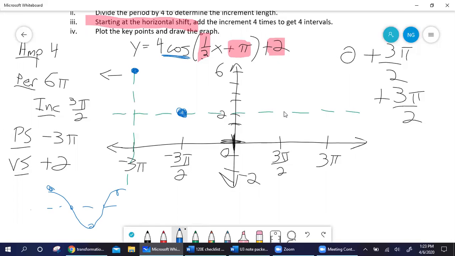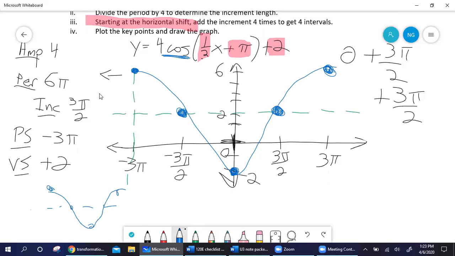At the next increment, which is 0, I am below. At the next increment, 3 pi over 2, I'm on the midline. And at the last one at 3 pi, I'm above. That does not look good, but something like that.